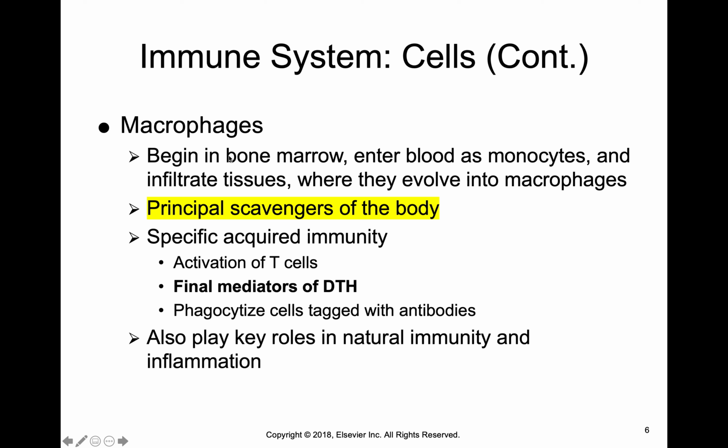So macrophages begin in the bone marrow, they enter the blood as monocytes, and they infiltrate tissues, and then they evolve eventually into macrophages. They are the principal scavengers of the body. They also help with the activation of T cells. They are the final mediators of that delayed type hypersensitivity, and they phagocytize cells that are tagged with antibodies. So when B cells tag antigens with antibodies, that helps guide the macrophages to attack those foreign substances. And they also play key roles in natural immunity and also in inflammation.